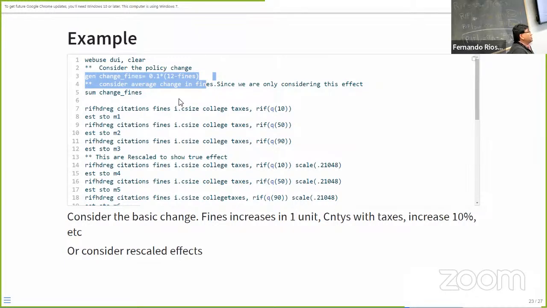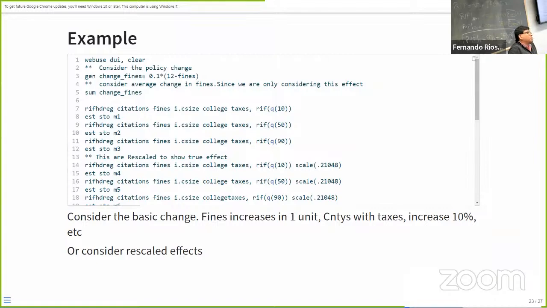So how do we estimate RIF regressions? In Stata, the command for RIF regressions is rifhdreg. You need to install it, and to install it, you will need to do ssc install rif. The idea is to use this just as any other regression command, where the first variable is the variable whose unconditional distribution you're trying to analyze. In this case, it's going to be citations. Afterwards, you include all the variables that you want to make it a function of. In this case, it's the level of fines, the city size set of dummies, whether or not there is a college degree, whether or not the town is a college town, or the type of taxes that they have.